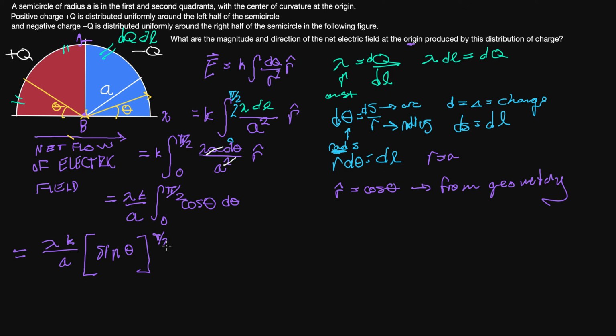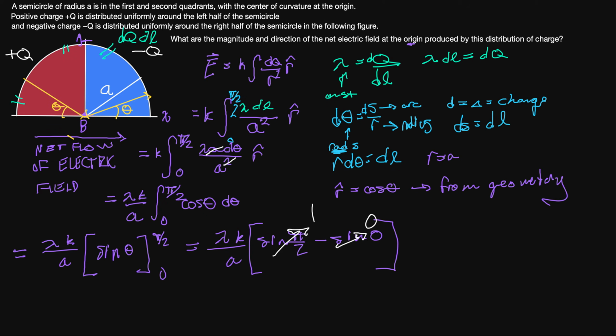From pi over 2 to 0. And so if I'm evaluating that, I can just simply write sine pi over 2 minus sine 0 with the brackets. When evaluating this, sine of pi over 2, if we think about that on our unit circle, is going to be up here, and that guy is going to be 1. And then sine of 0 is going to be over here, and that guy is going to be 0. So I can just write this as 0.